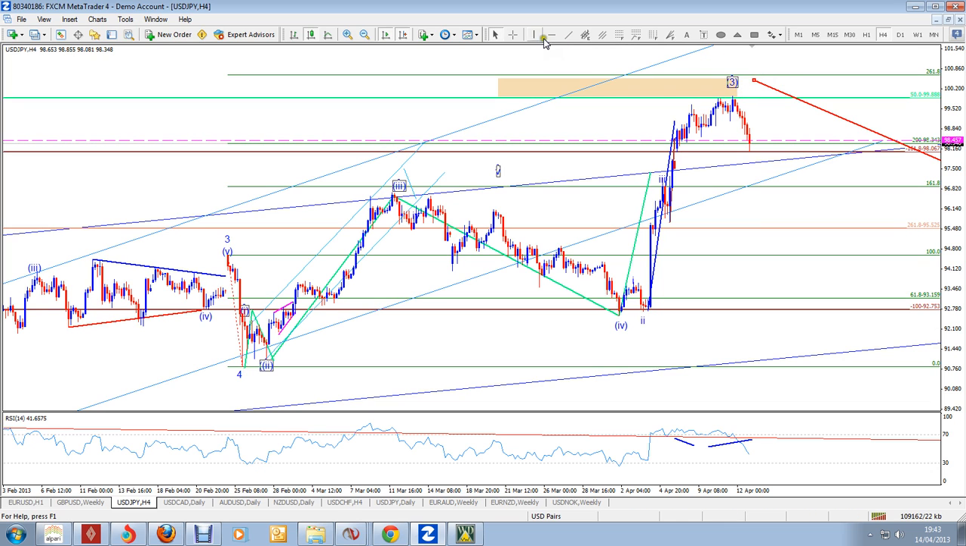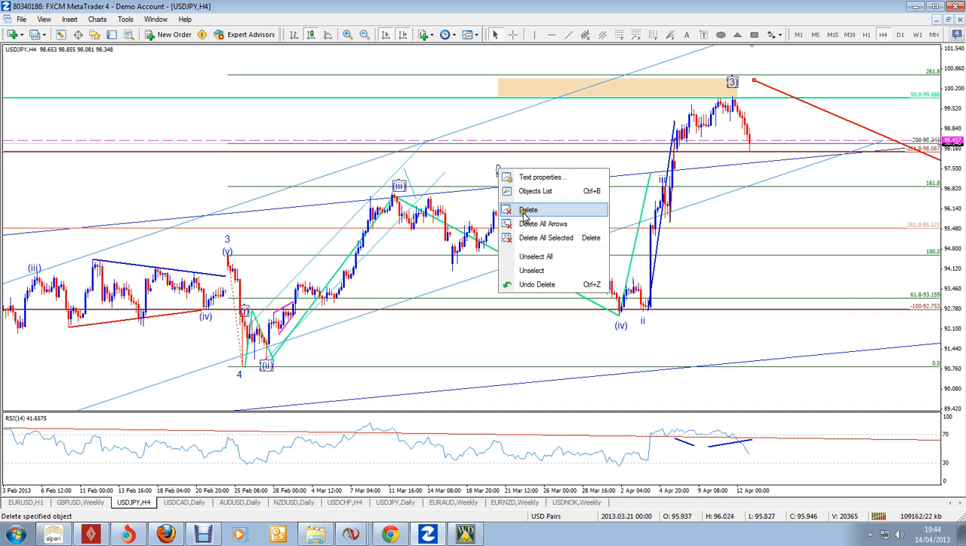So that would complete the cycle which completes the wave 3, and we should now expect significant pullback. Significant pullback meaning at least coming back to this sort of area here, around 92 area, 93 to 92 area. Okay, so that's what I'm expecting, 93 to 94 area.